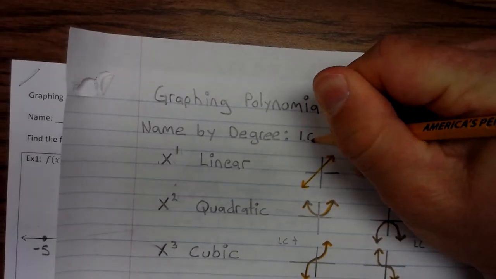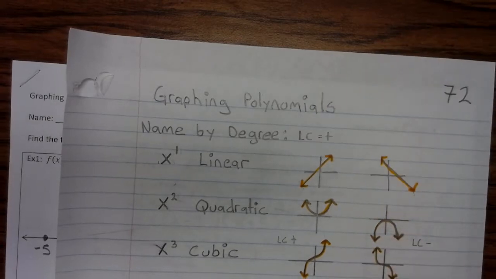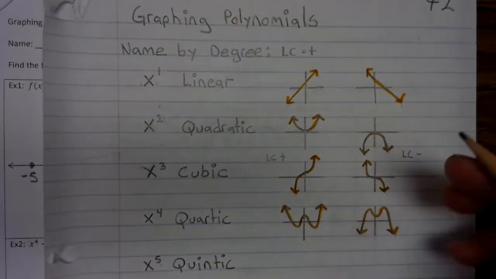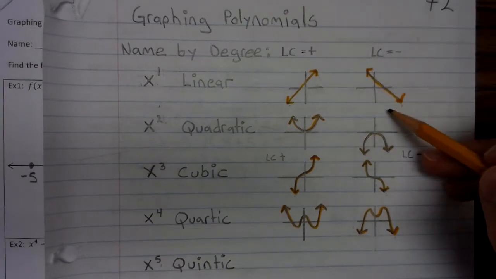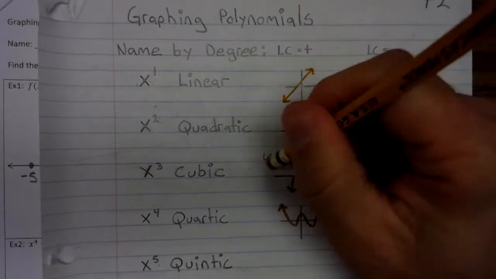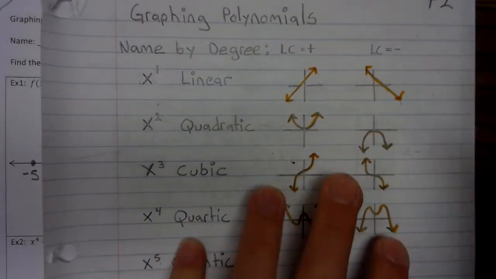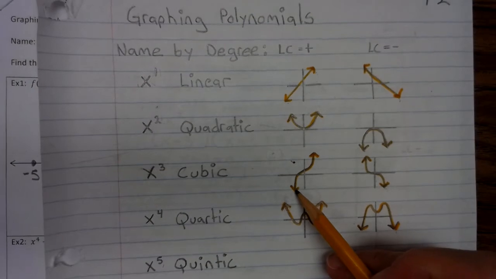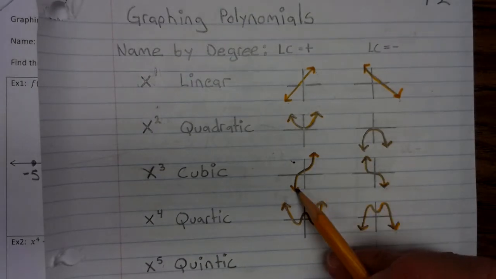So when the leading coefficient is positive, these are the shapes of your curve. When the leading coefficient is negative, this is the shape of your curves. And basically it tells us the direction. So in this case, we're going up. Here we're going down. So that's our curve.